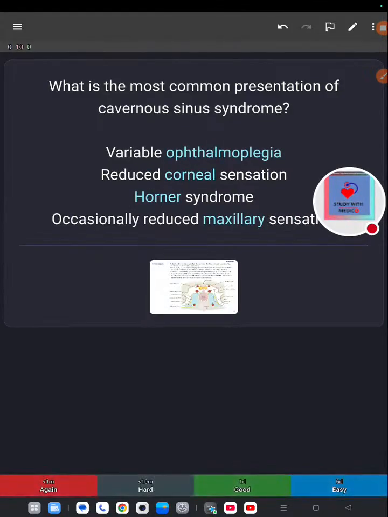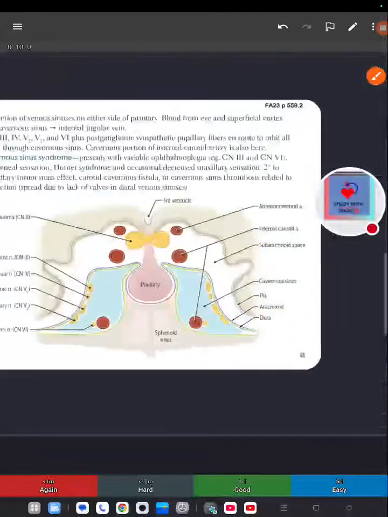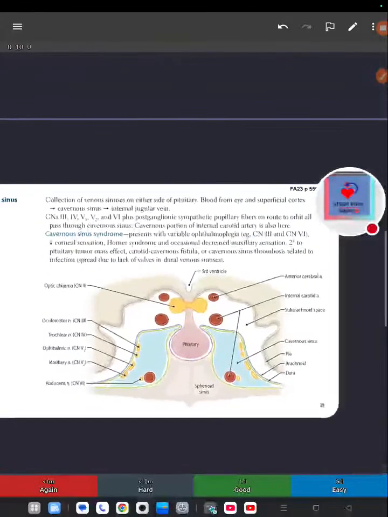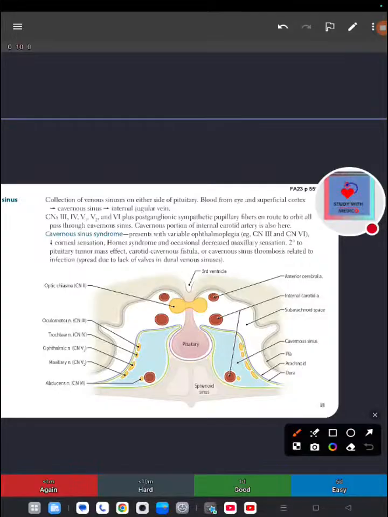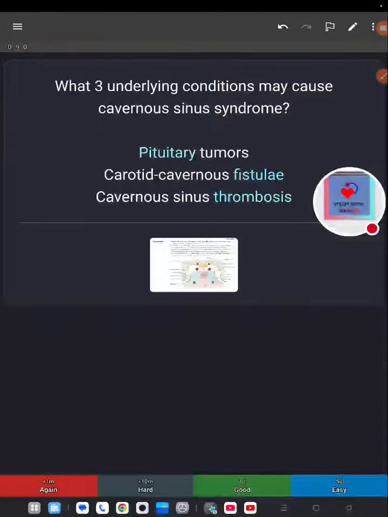Okay, so this is variable ophthalmoplegia, corneal sensation, Horner, and maxillary sensation will be reduced. So look at the line here, what it has given you is: variable ophthalmoplegia can involve nerves 3 and 6, corneal sensation, Horner syndrome, occasionally decreased maxillary sensation. Three underlying conditions may cause cavernous sinus syndrome: pituitary tumors, carotid cavernous fistula, or cavernous sinus thrombosis.